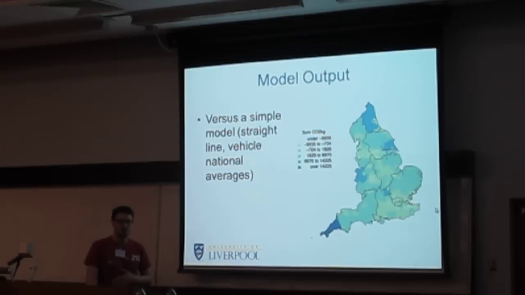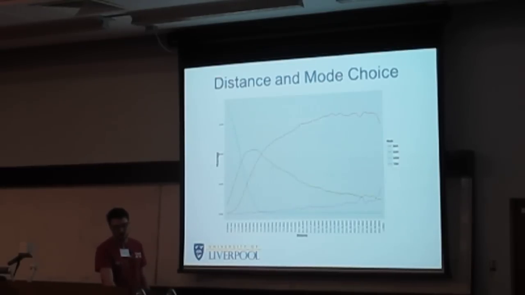That makes sense because you remember looking at the map, particularly around the southeast and in London, there were more polluting vehicles, which generally had higher emissions values than those typically used, which is higher than the national average. So that's sort of the national results.